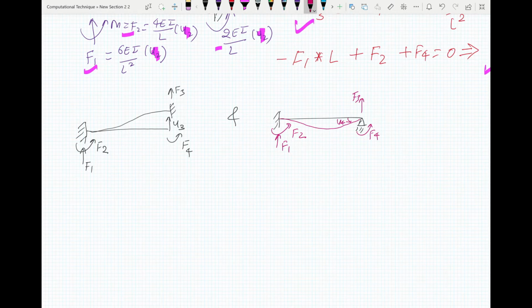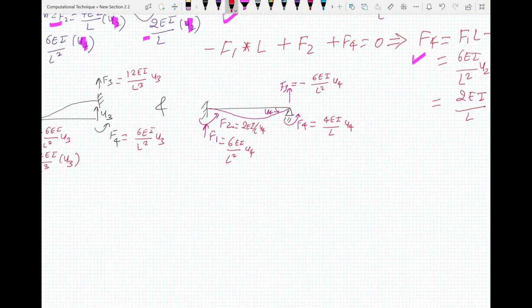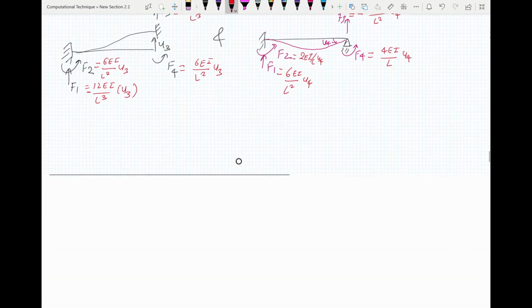Now when you do this, I'll just write the solution here. You can now do this yourselves. So this will be your solution.